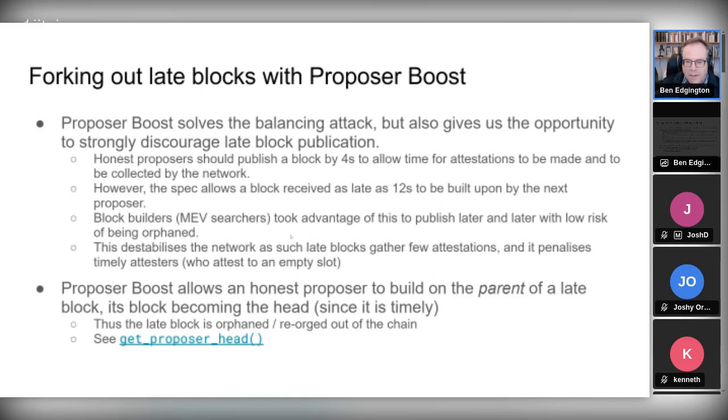Now, late blocks destabilize the network. They don't gain many attestations, and this leads to confusion and forking and reduces the reward for honest validators who attest to an empty slot that turns out later not to be empty because the block was late. So we want to discourage late block publishing. Proposer boost allows an honest proposer to build on the parent of a late block, and the honest proposer's block becomes the head. So as long as I propose my block in a timely way, I can build on the parent of the previous block, and my block won't get orphaned.